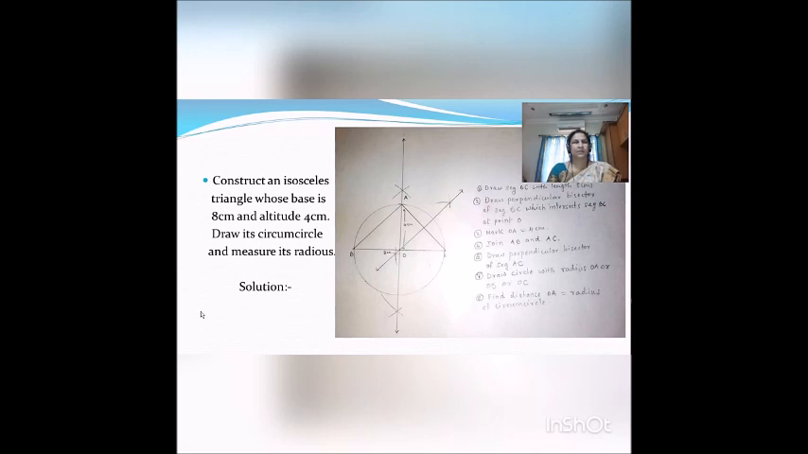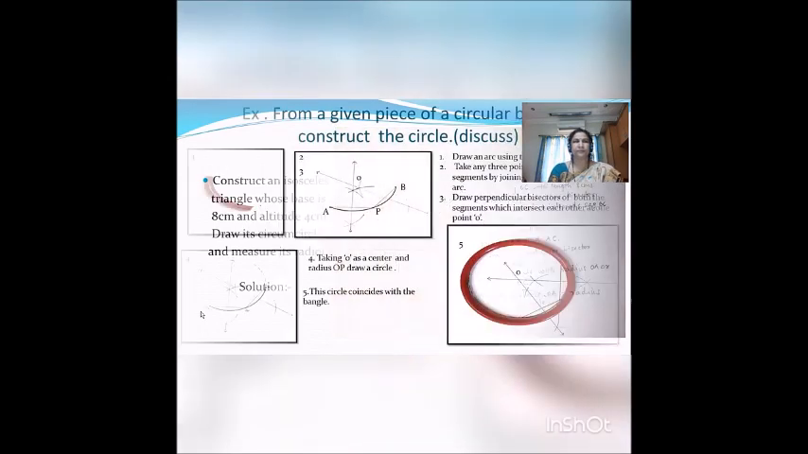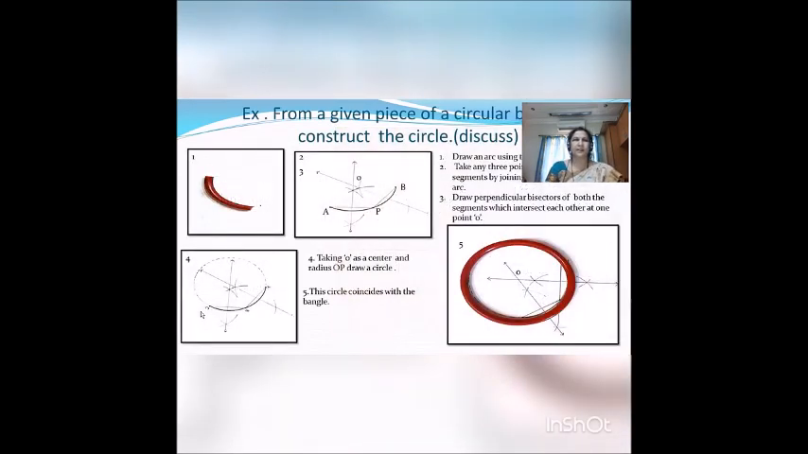This is the next example. Here it is an isosceles triangle whose base is given and altitude is given. Steps for the solution are given to you. See, this is a very interesting example of circumcircle. Here, a piece of bangle is given to you, and you have to draw a circle which is congruent to the complete bangle. So here are the steps.